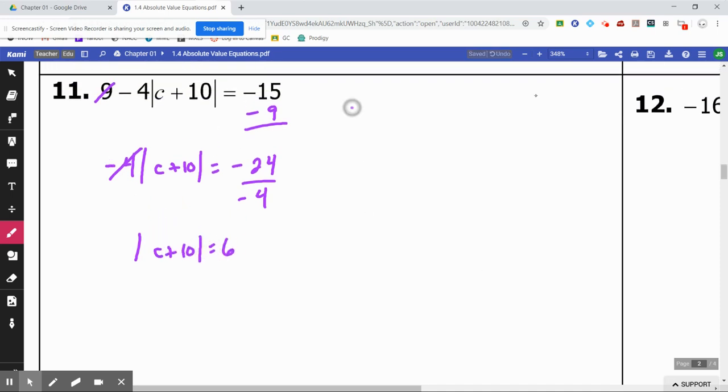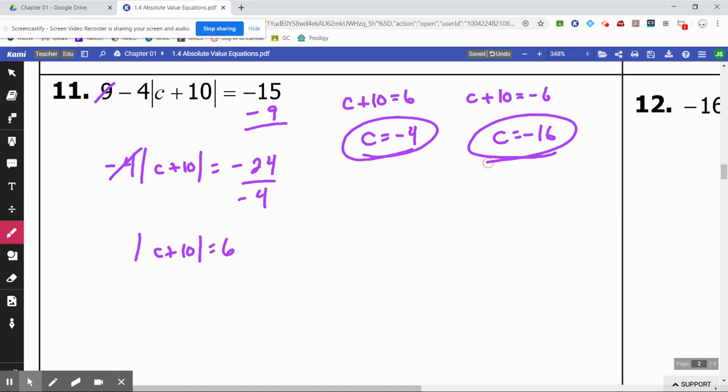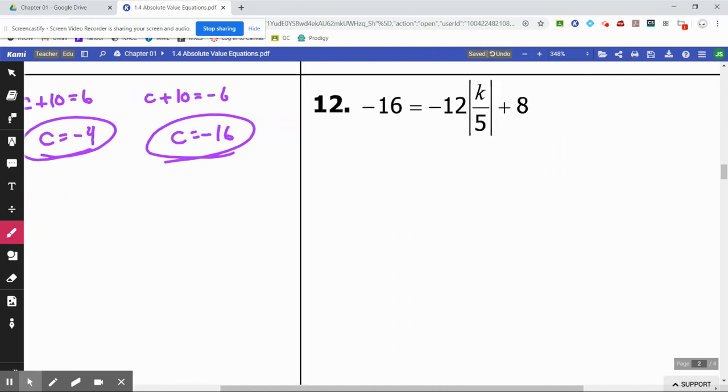Now you're going to split it. So c plus 10 is 6. C plus 10 could be -6. Subtract 10 gives you c is -4. Subtract 10 gives you c is -16. And again, these are not the ones that you have to check. Both of those answers will work.